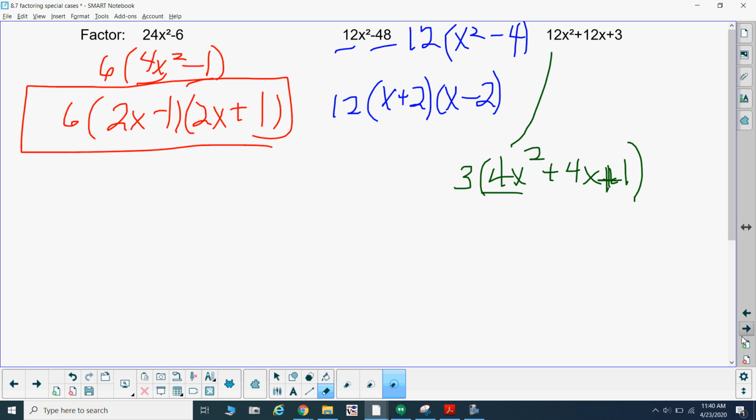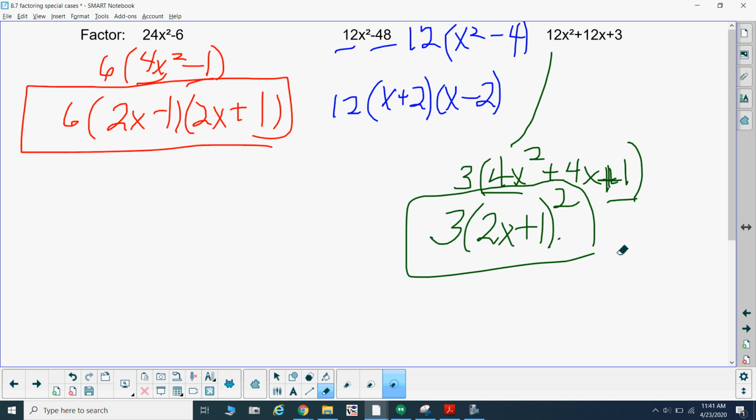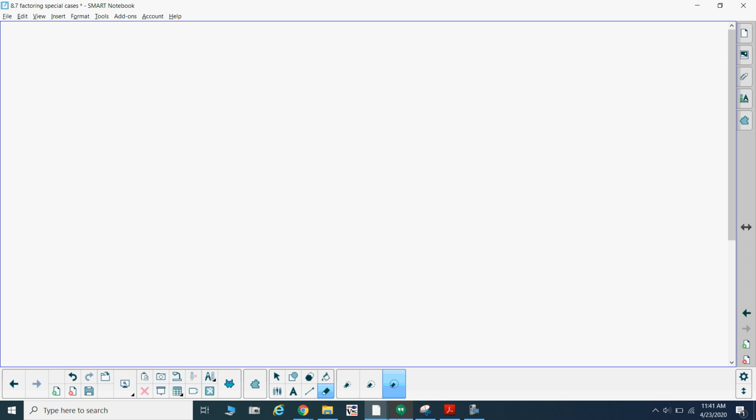Now I look, these are perfect squares, and the middle is made up of 2 times the square root of the first thing times the square root of the second thing, or 4x. So then I know that it's going to factor into 3 times the square root of the first thing plus the square root of the last thing, those quantities squared. So that's my factored form: 3 times the quantity 2x plus 1 squared. And that is all for today.